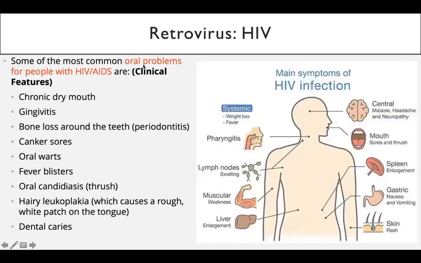Some of the most common oral problems related to HIV. HIV has many reported signs and symptoms, but we are talking about the clinical features restricted to the oral cavity, including chronic dry mouth, gingivitis, because there is no saliva, bone loss around the teeth known as periodontitis, canker sores, oral warts, fever blisters, oral candidiasis, thrush, and then hairy leukoplakia, which was not caused by Epstein-Barr virus but by HIV. In HIV patients, we can see hairy leukoplakia, which causes a rough white patch on the tongue. And then we have dental caries. This is the clinical picture of HIV.